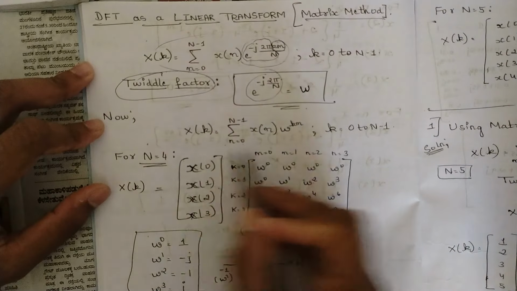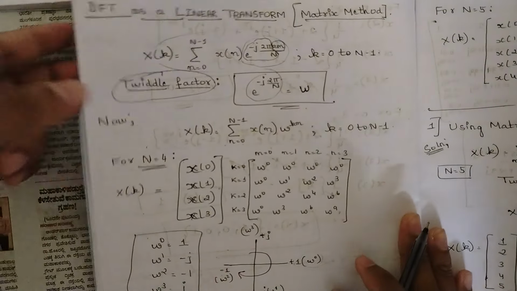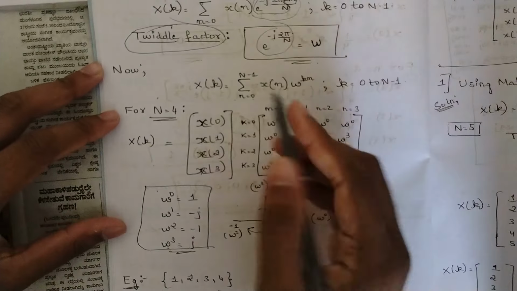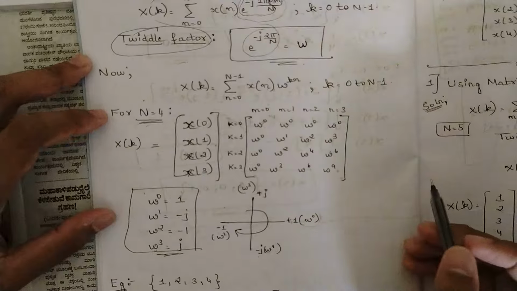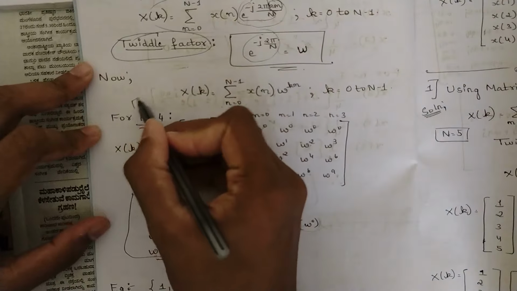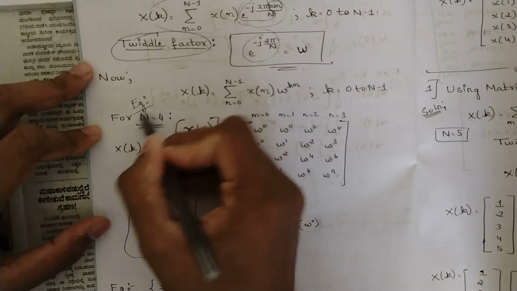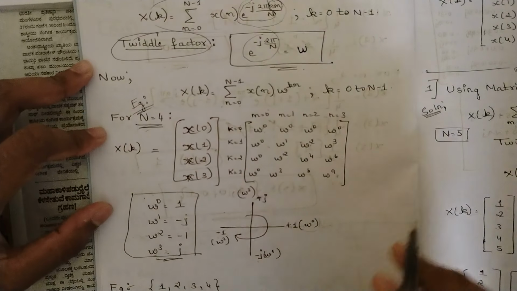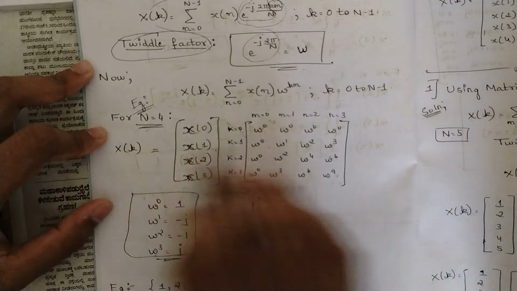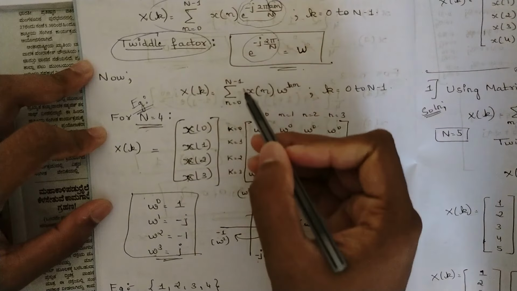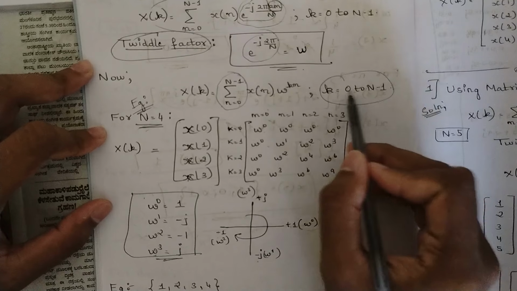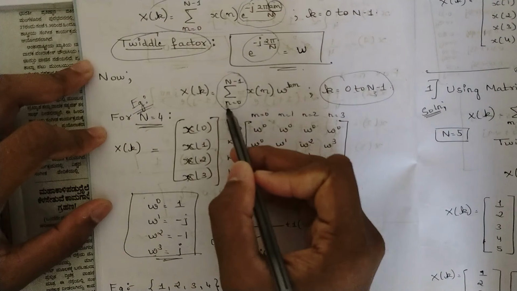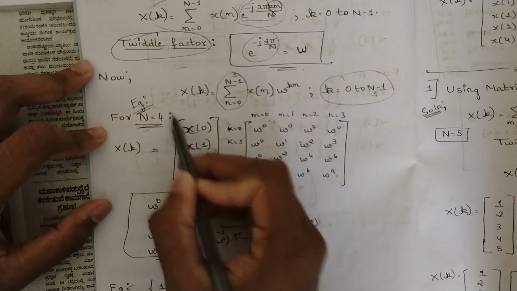Now how to represent this equation in the form of a matrix? I am telling you for a general example, for N equal to 4. I have taken the length of the sequence as 4. For N equal to 4, we need to split this summation as well as this. Here k goes from 0 to 3, and n is equal to 0 to 3, because N is equal to 4.